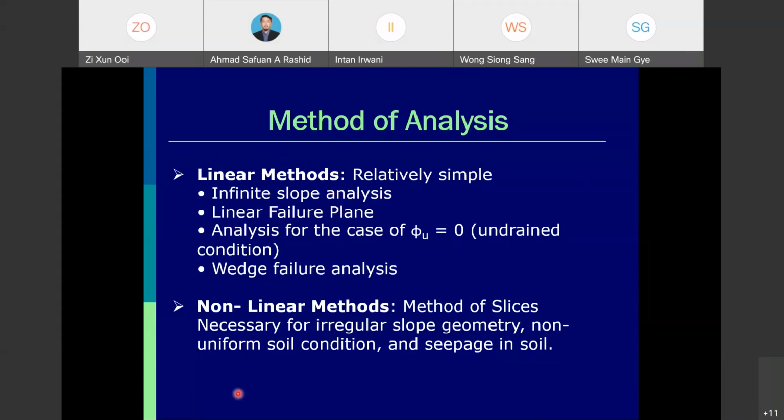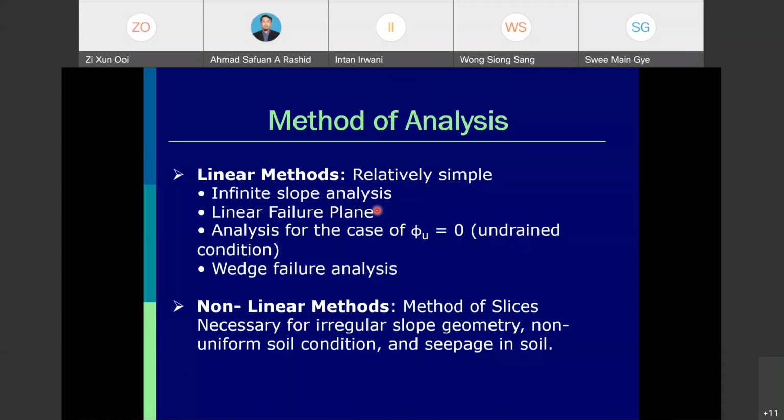For the finite slope, we may use FC and FP to determine the factor of safety, because we need to use a trial and error approach.